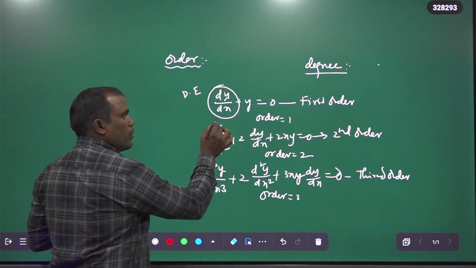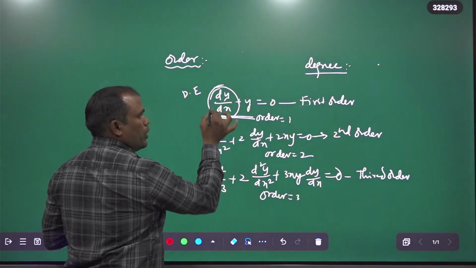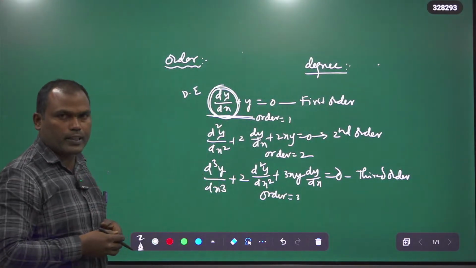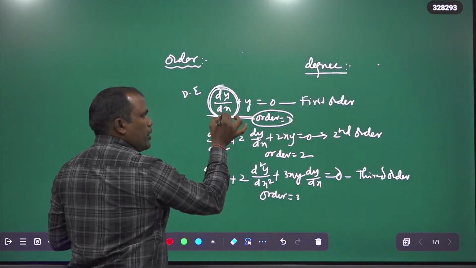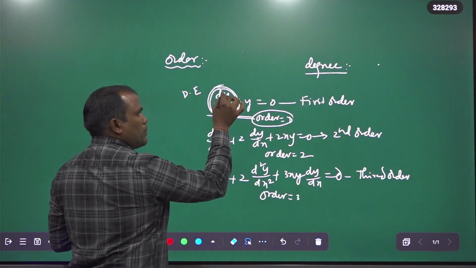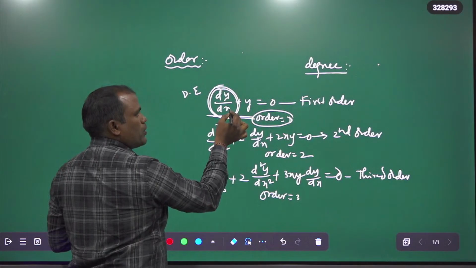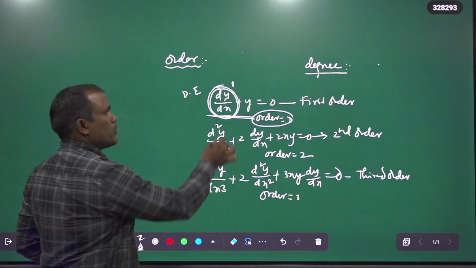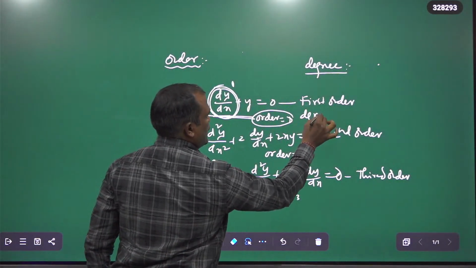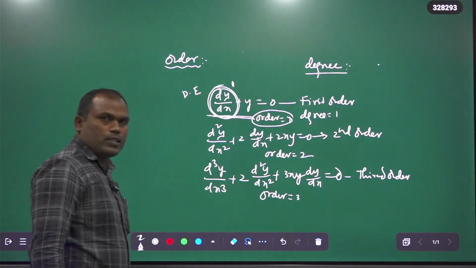First you should observe the derivative. Only one derivative is there, dy by dx. So here order is 1. The exponent or power of the highest derivative means dy by dx whole to the power, how much is there? 1 is there. So we can write degree is 1. So degree is 1.